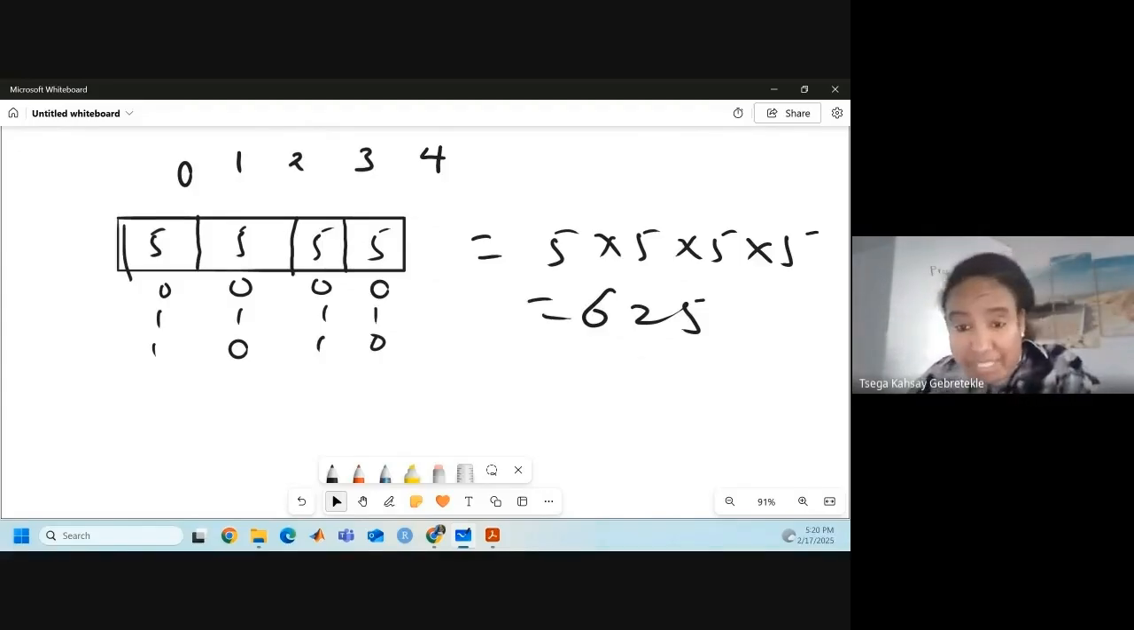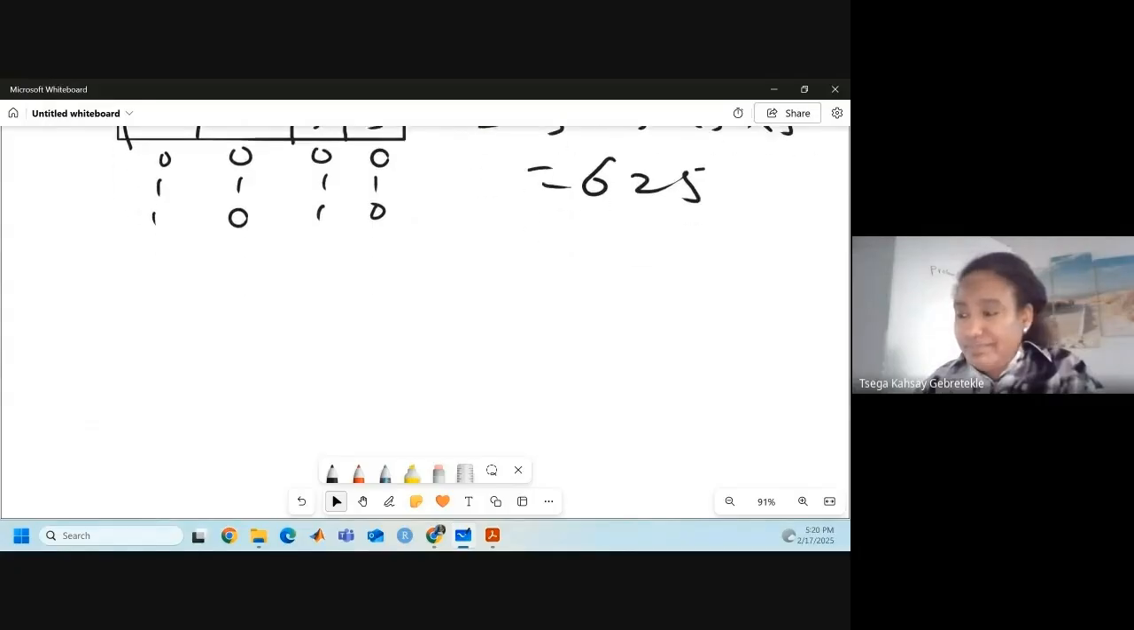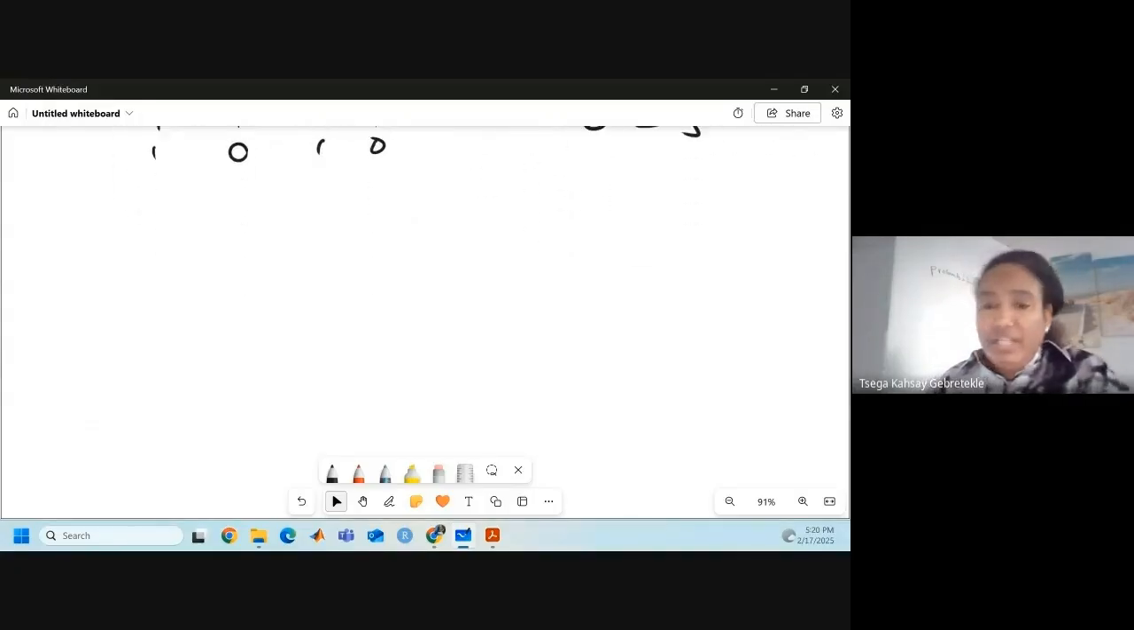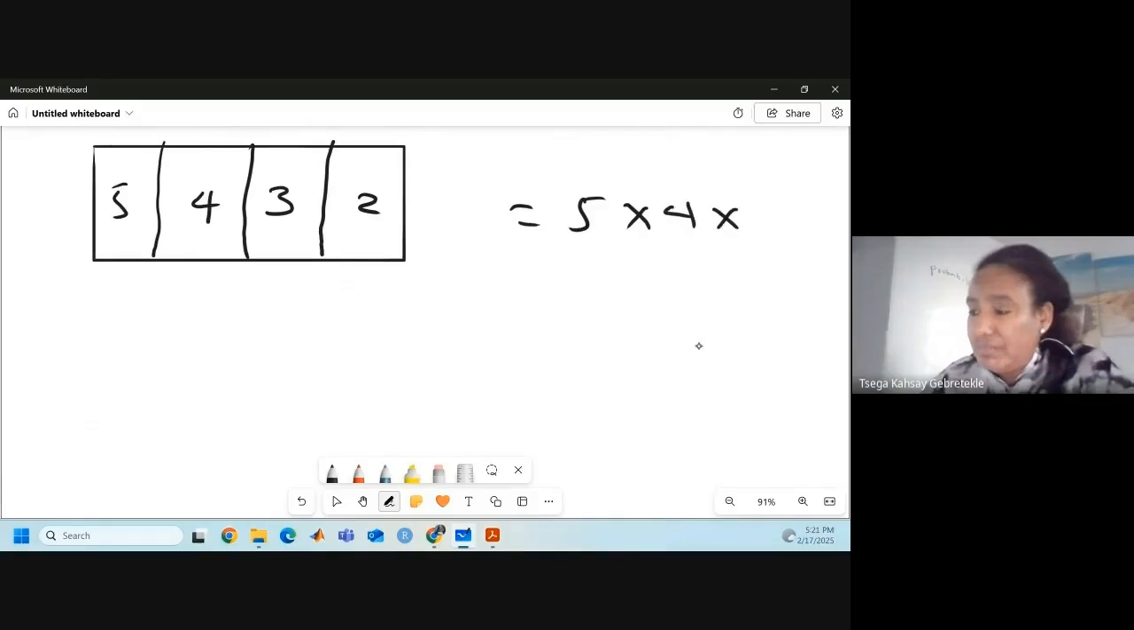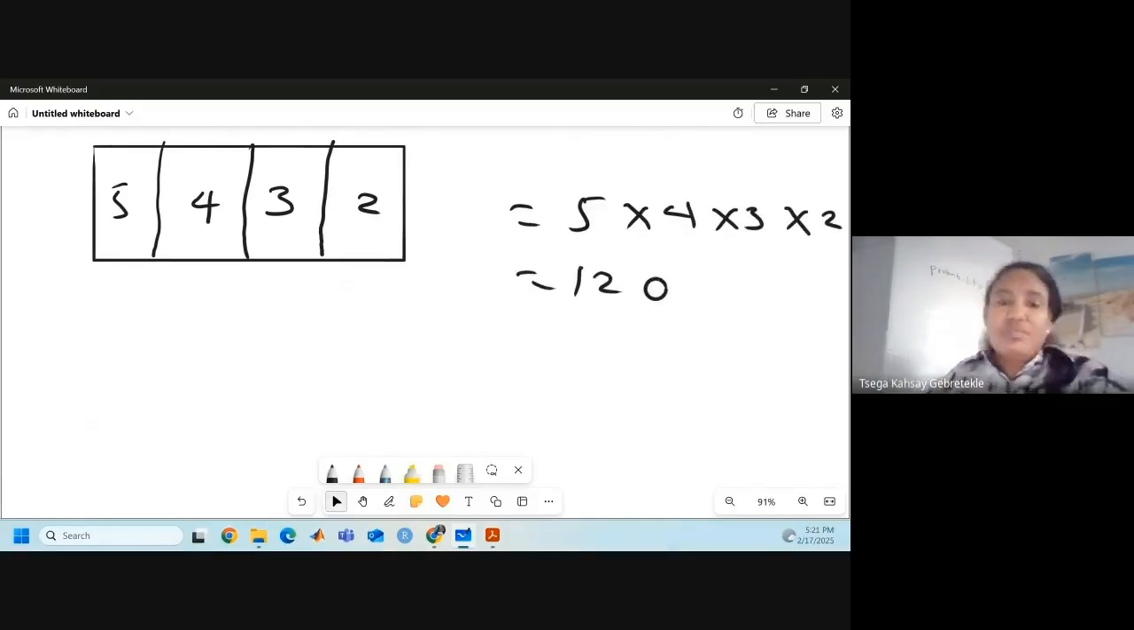But in real life, since IDs have to be unique, normally, how many different cards can you have if repetition is not allowed? Then you will have, in the first, 5 of them, and the next 4, and then 3, and then 2. So this is 5 times 4 times 3 times 2, which is 120 different IDs.